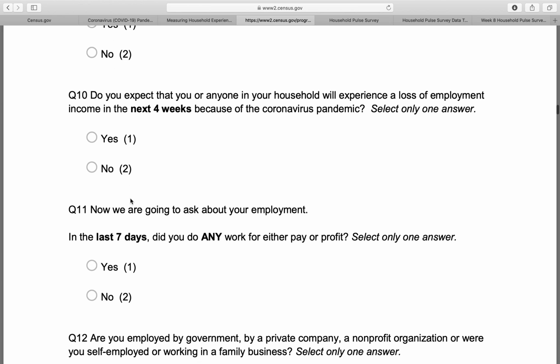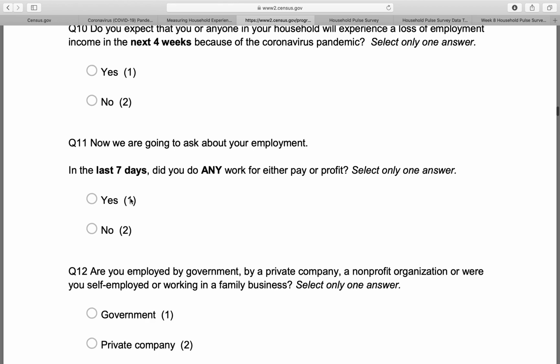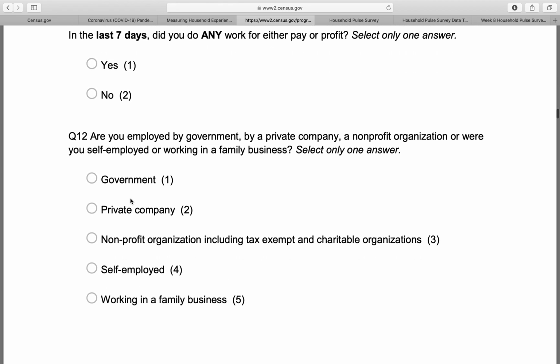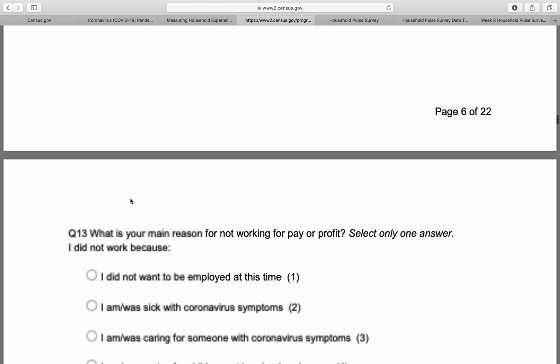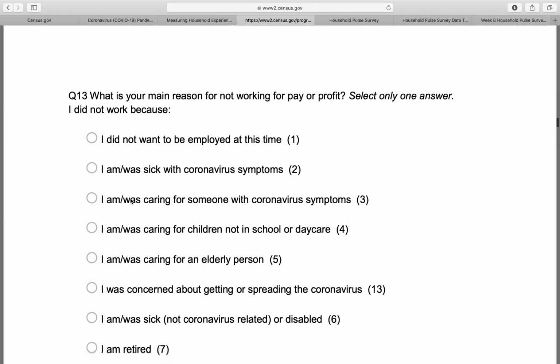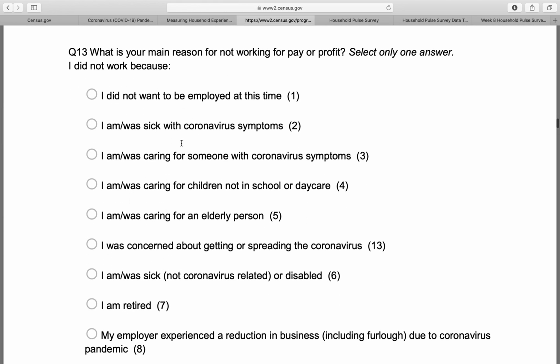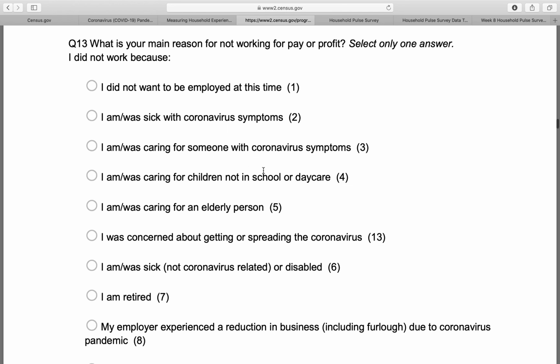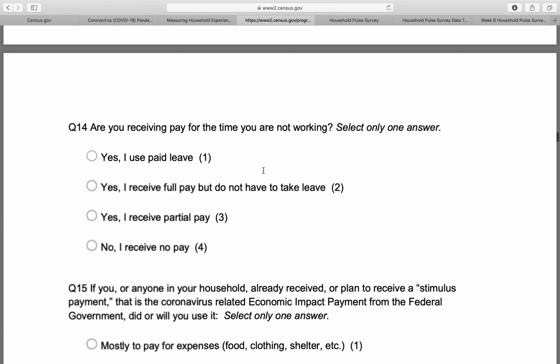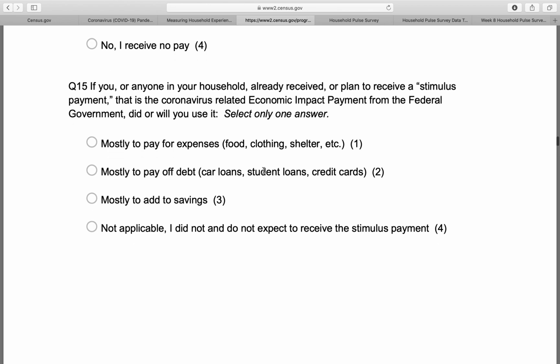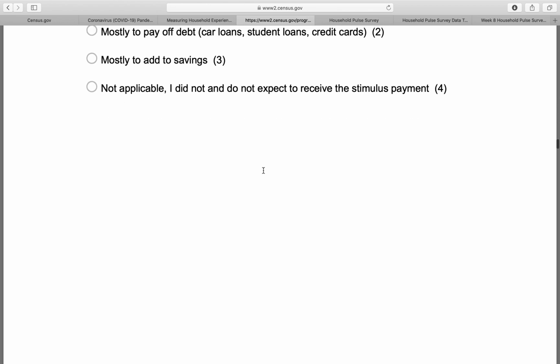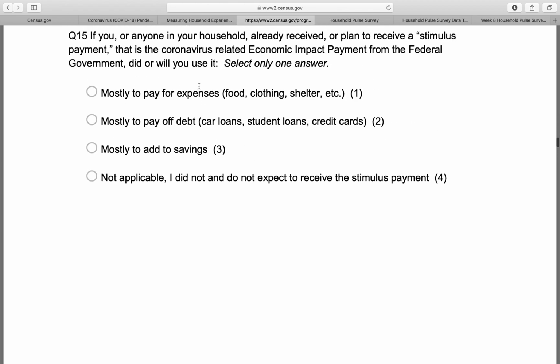Then they start asking, have you worked in the last 4 weeks? Have you worked in the last 7 days? Are you not working? If you're not working, why? Was it because you were sick? Was it that you were caring for someone who was sick with coronavirus? There are questions about, did you receive pay? Did you get a stimulus payment? And if you got a stimulus payment, what did you use it on?